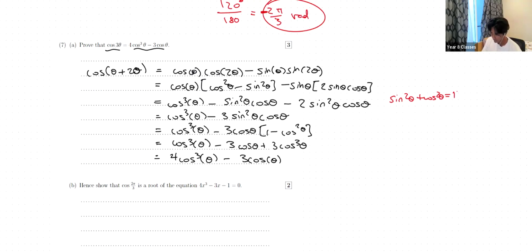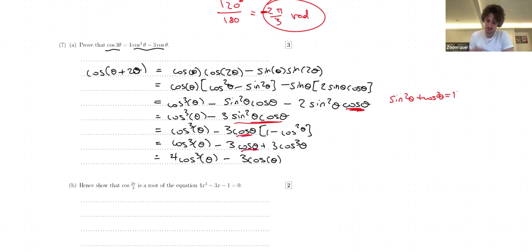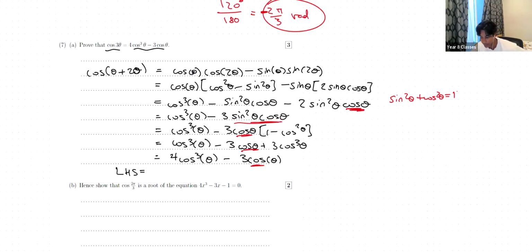You're on the right track. Where's the cos theta from? Wait, let me undo, I think I messed up. The cos theta comes from here, which is from the double angle of sine. Oh yeah, you're right. So I've just factorized it out and kept it outside. Okay. And then that's equal, and that's it. Then just write left-hand side equals right-hand side, and you're done. Okay, very good.